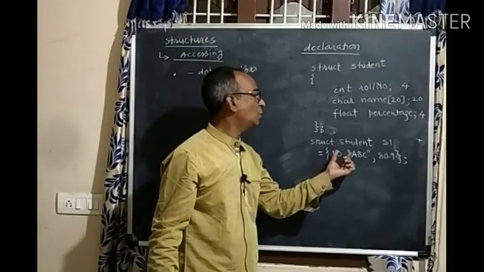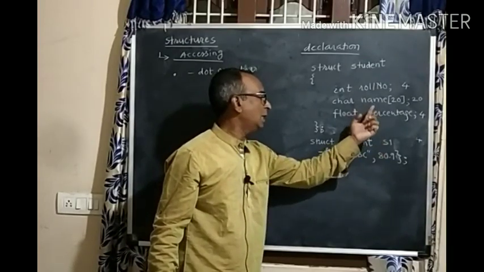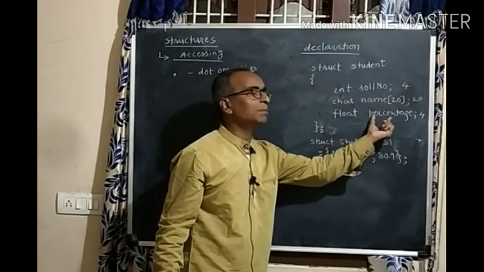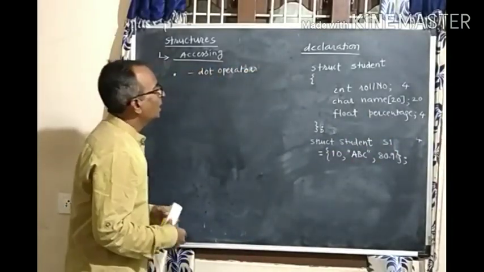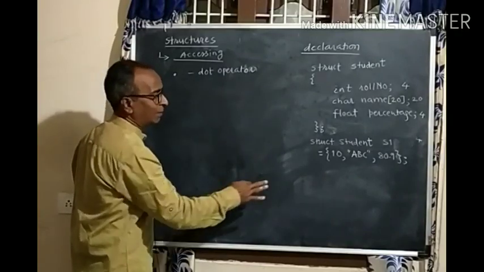10 will be assigned to S1's roll number. ABC will be assigned to S1's name. 80.99 will be assigned to S1's percentage. Right? Now, how can the dot operator be used for accessing this information?